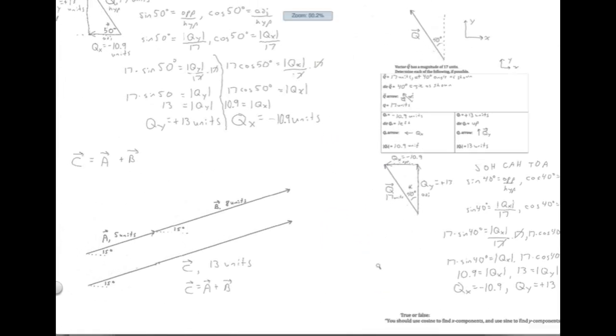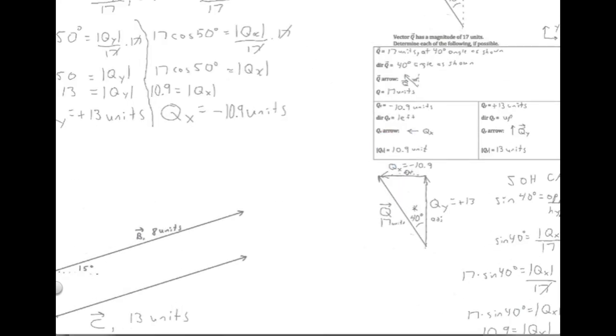And remember, who's adjacent and who's opposite depends on what angle you're focusing on. Let me just emphasize that a little bit. Notice that in this picture, the y component was adjacent because we were focusing on the 40-degree angle. But in this picture, the y component was opposite because we were focusing on this 50-degree angle. This is something I talked about in the SOHCAHTOA video. Who is opposite and who's adjacent depends on which angle you focus on.